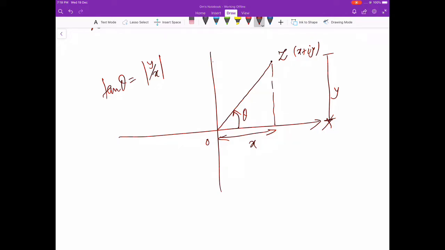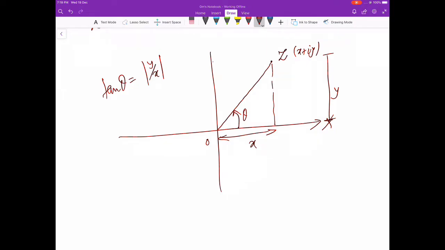One more thing, while we will be calculating this tan theta, we will simply ignore the signs of x and y. So 4 minus 3 iota, minus 4 plus 3 iota, and minus 4 minus 3 iota will all be considered the same. I have to take only the numerical values. y will be 3, x will be 4. I will show how to manipulate the signs at a later stage.